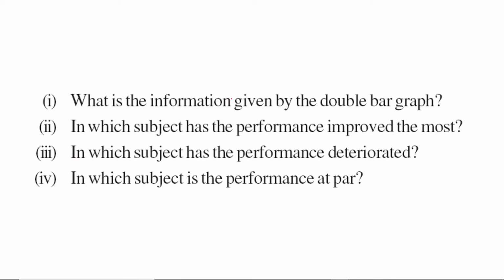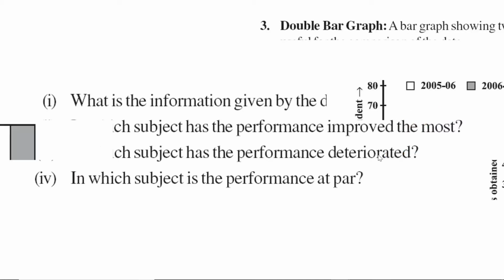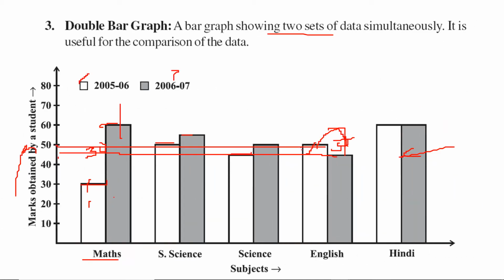What is the information given by the double graph? These are the marks comparison of 2 years. In which subject has the student's performance improved the most? The first one. Deteriorated. That is this one. See, it has deteriorated here in English and it has increased in maths.